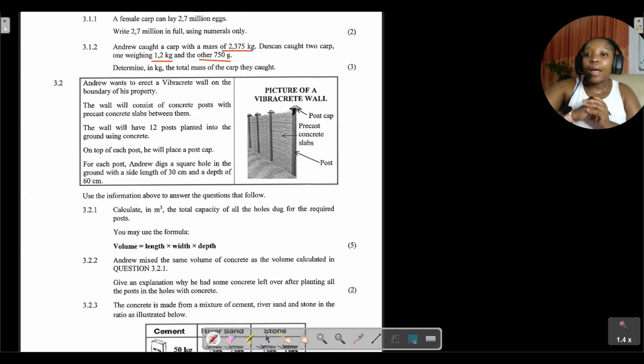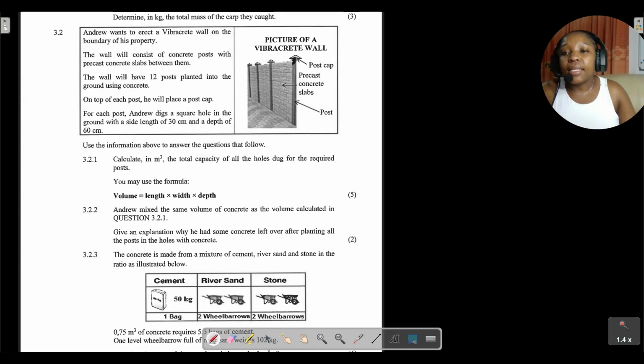Question 3.2 now deals with volume, deals with ratios. So you need to now pay close attention and see how you're supposed to tackle this question. Andrew wants to erect a vibrocrete wall on the boundary of his property. The wall will consist of concrete posts with precast concrete slabs between them. The wall will have 12 posts planted into the ground using concrete.